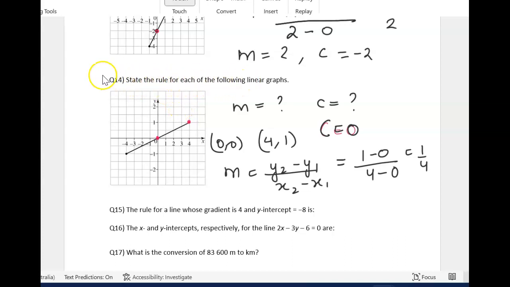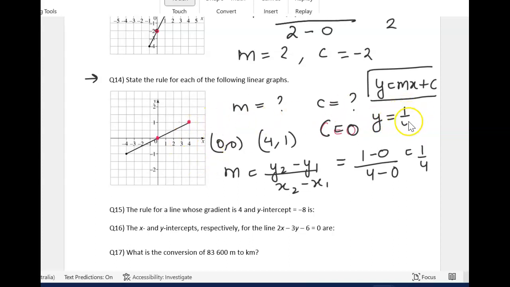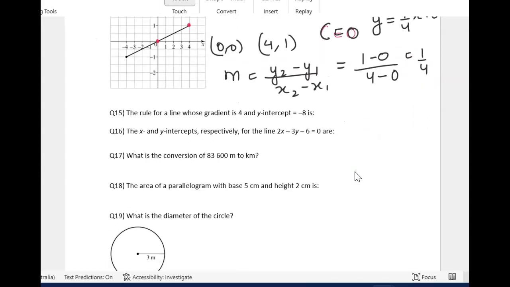State the rule for each of the following, or you can be asked rule. Okay, rule means this is your rule. So y equal mx plus c is your rule. Don't forget that. We've repeated that a lot in the class. Okay, y equal to mx plus c. So your m you've already found and your c you've already found. So this equation or the rule, okay, rule means the equation of this graph will be y equals a quarter x, where m is a quarter and c is 0. Okay, let's move on to the next section.